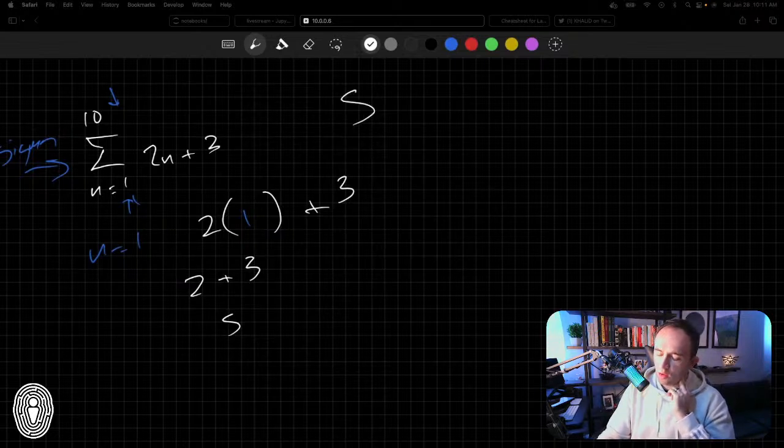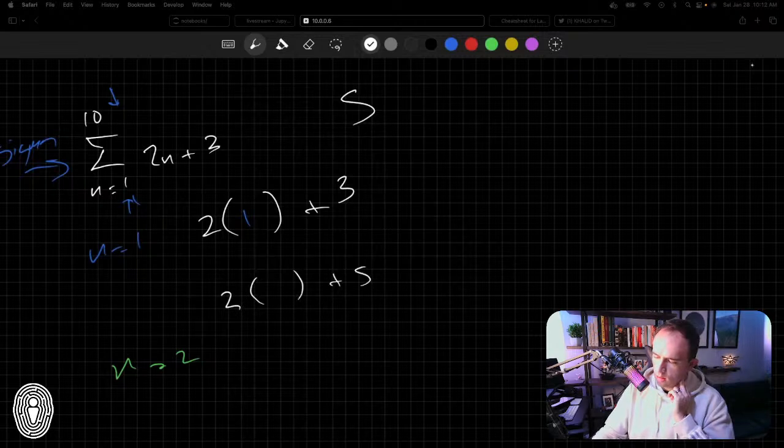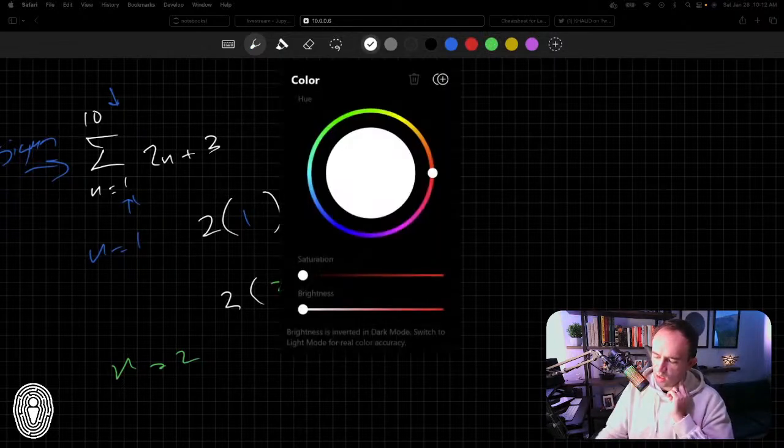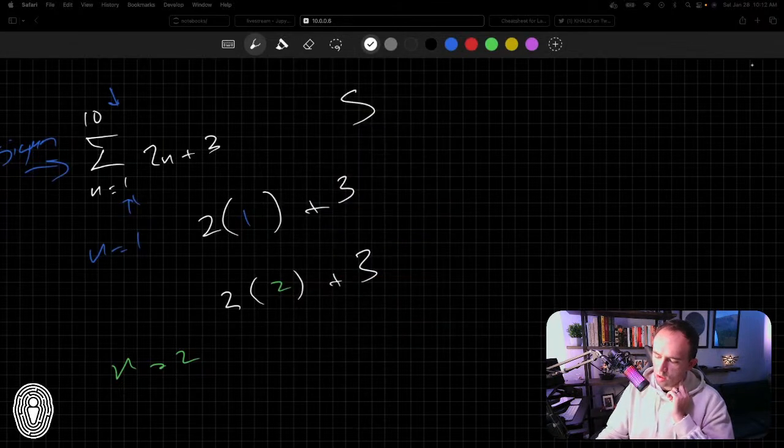So we got 5. Now let's say n equals 2. I'm going to erase some of the stuff here. N equals 2. Let me change colors again. All right, so we have 2, and then we're going to pop in a 2 here. I keep wanting to skip ahead. So 2 times 2 is 4, plus 3 is 7.